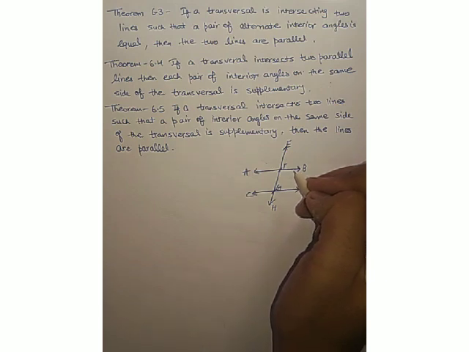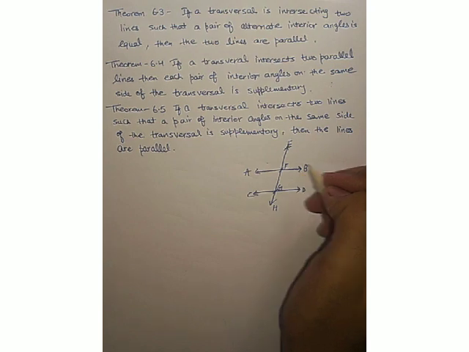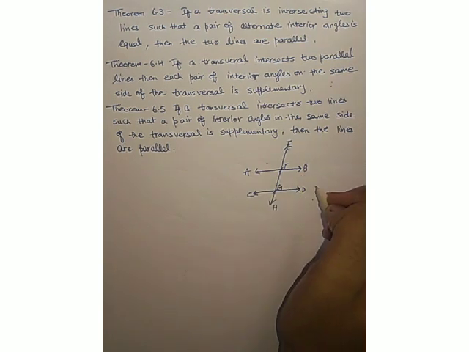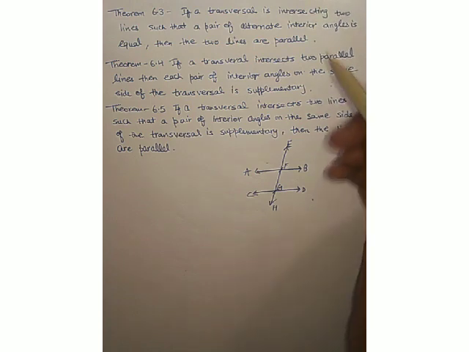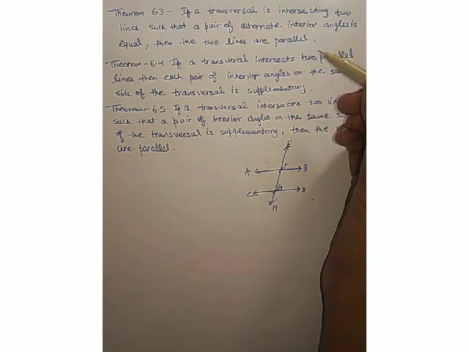Our next theorem is theorem 6.3, which is an exact converse of theorem 6.2. In 6.2, we have dealt with the concept that if two lines are intersected by a transversal, then the alternate angles so formed will be equal. So the converse will be, you are very intelligent, so guess the converse. What will be the converse?